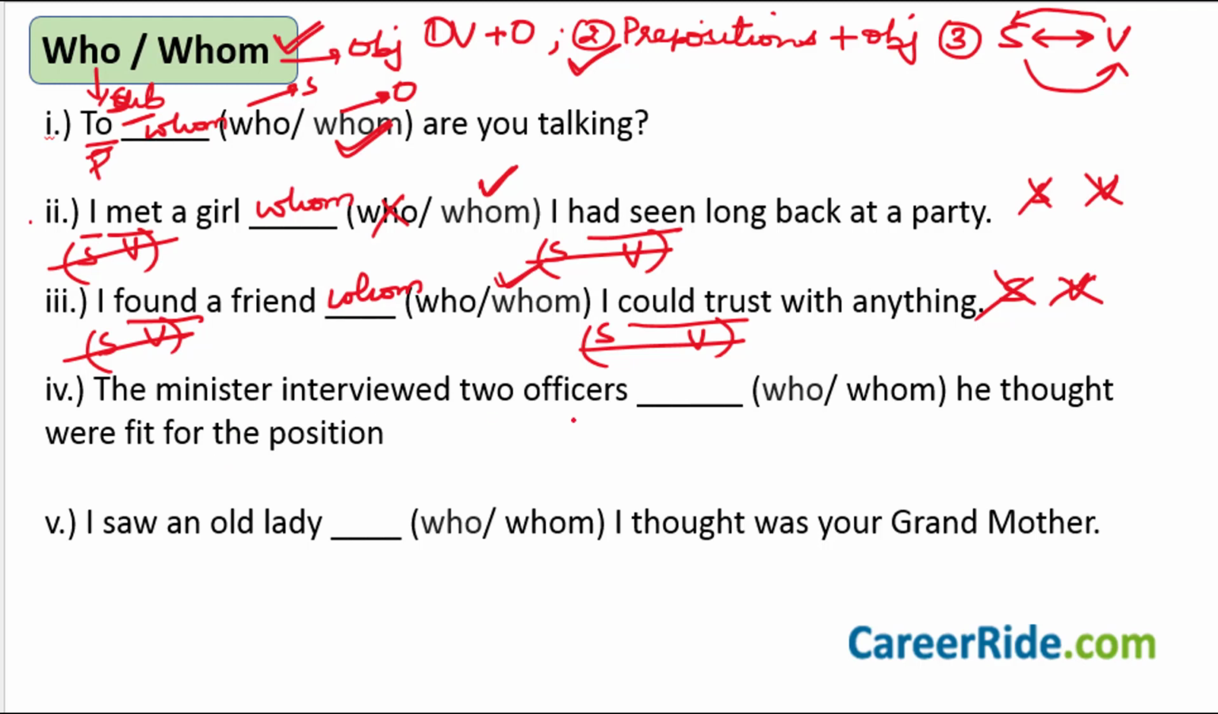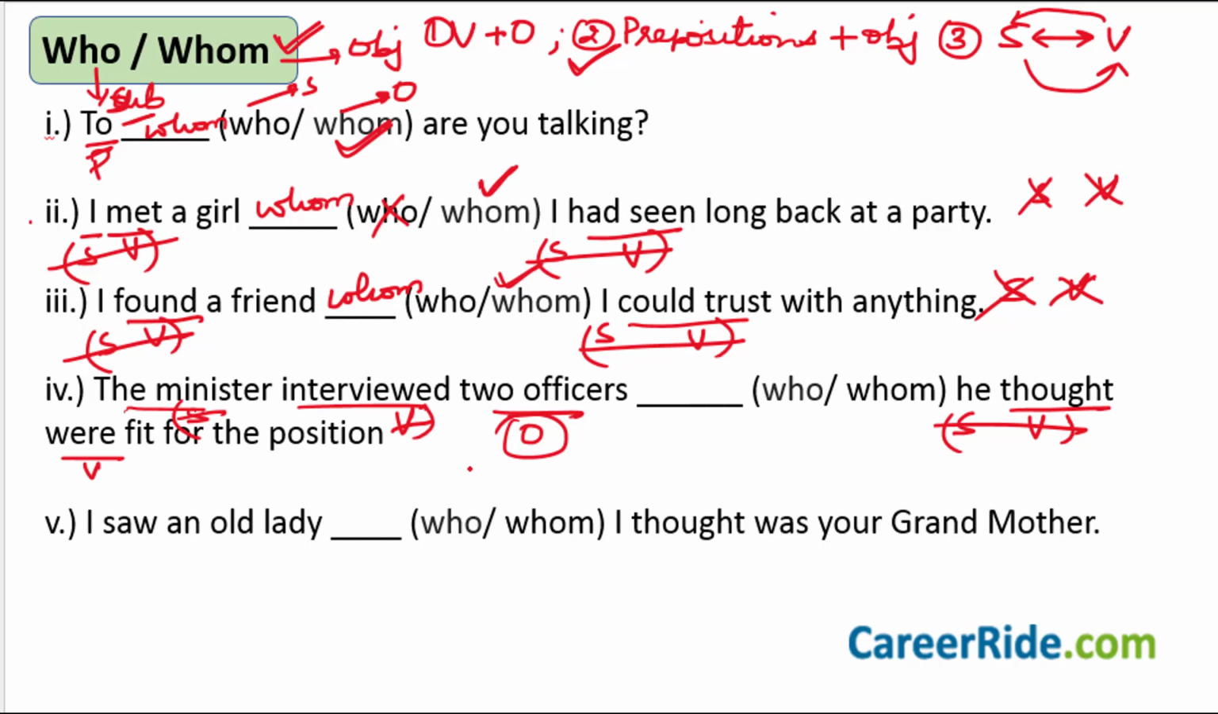The fourth one: The minister interviewed 2 officers dash he thought were fit for the position. Let's try to answer this. Let us first identify the verbs. Interviewed. Fantastic. Verb. He thought. Thought. Verb. Were fit. Verb. Now, do all of them have a subject? The minister interviewed. The minister is the subject here. The requirement gets met, so we do not require anything here. Subject verb agreement is done here. He thought. He is the subject here. So subject and verb are there for each other. One more verb, but do we have a subject? No, because these 2 officers, the minister interviewed 2 officers.